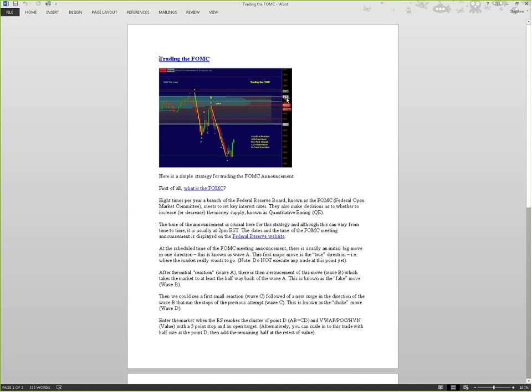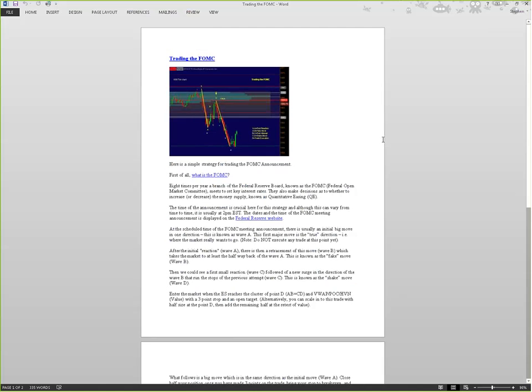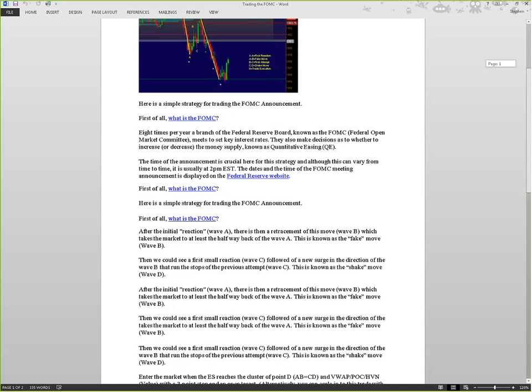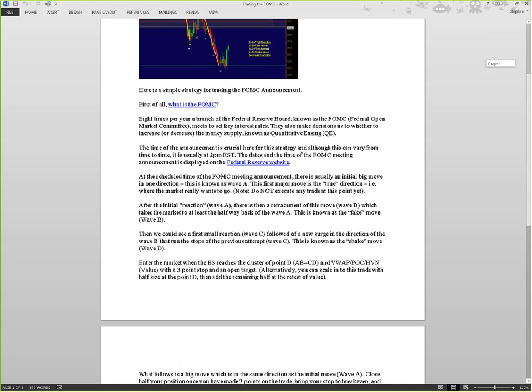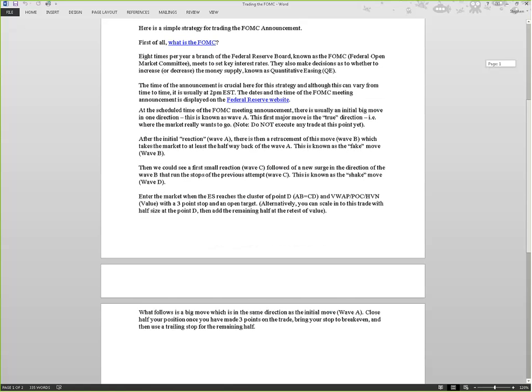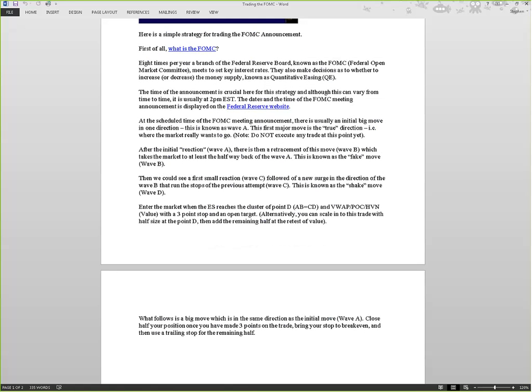So here's the strategy. Let me see if I can expand this out a little bit here, maybe you can see. There we go. Okay, so 8 times a year the Federal Reserve meets on key interest rates, I won't bore you guys with this stuff, and makes decisions on whether to increase it. 2 p.m. Eastern. Okay. So let's just go through this in terms of the text, and then I'll show you on the chart.